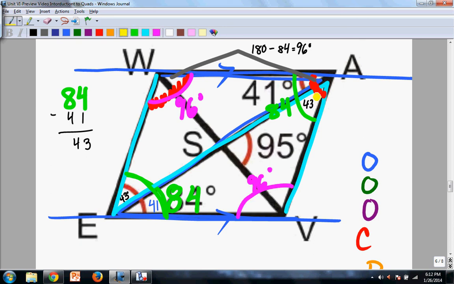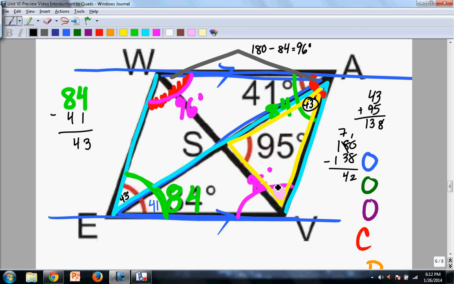What else do we know? Don't overlook the obvious from the previous lesson that we have a triangle here, which means that this angle right here we can find, because we have 43 and then we have this 95 here. So we're going to go 43 plus 95. We get 138 together. We're going to take it away from 180. And we get 42.